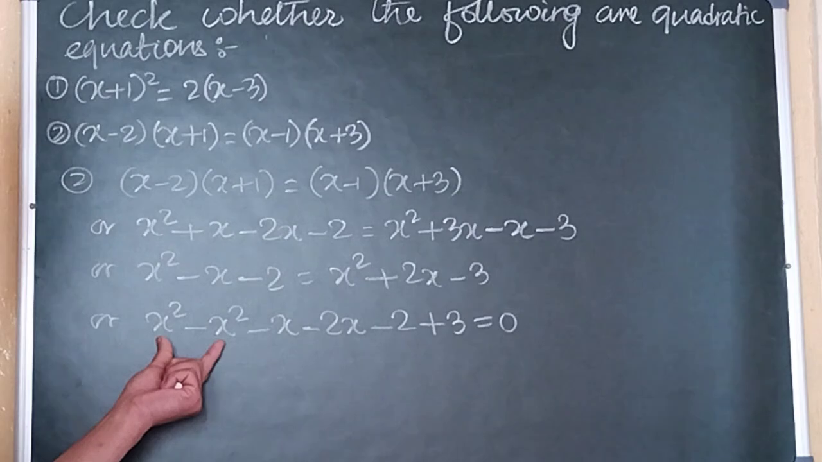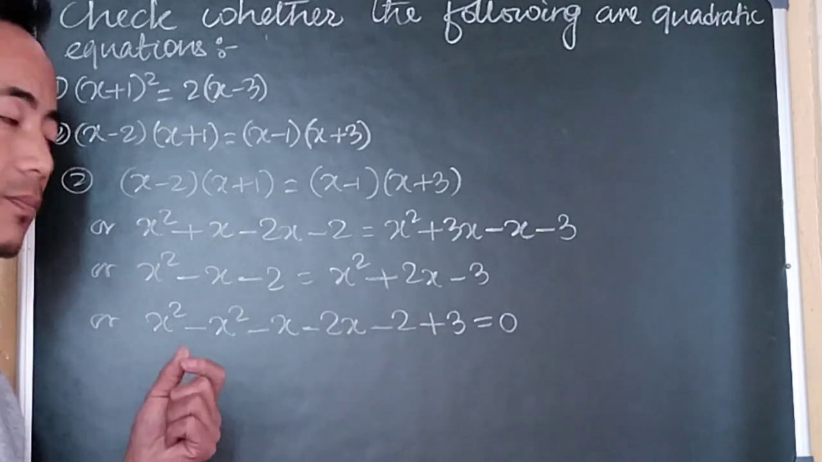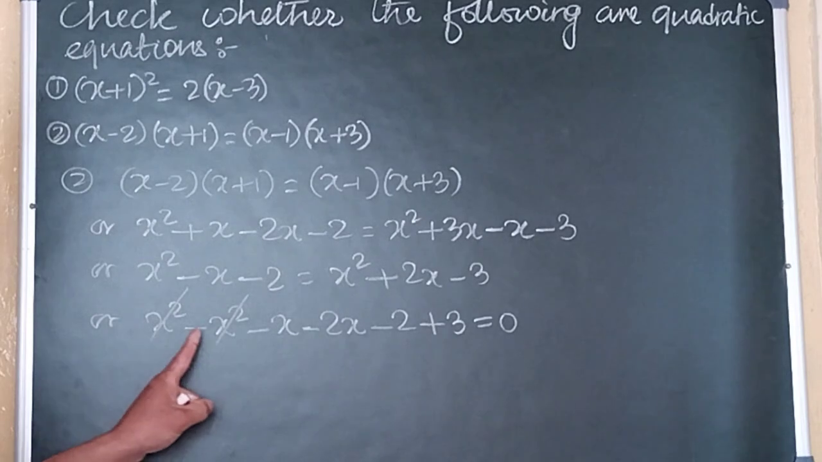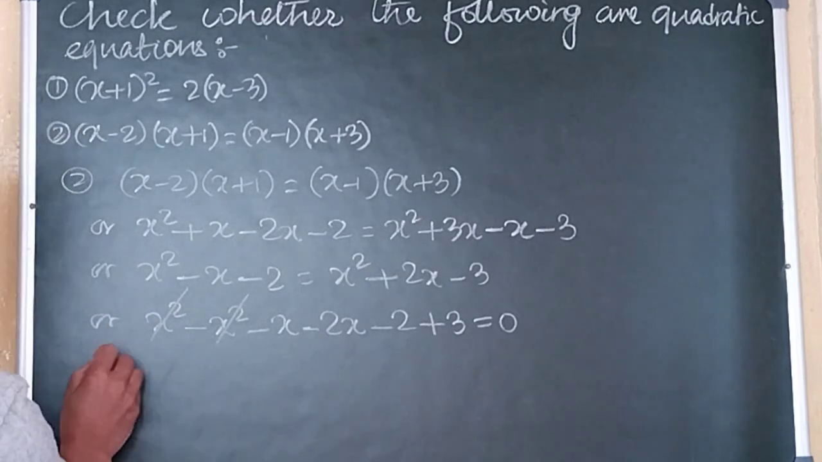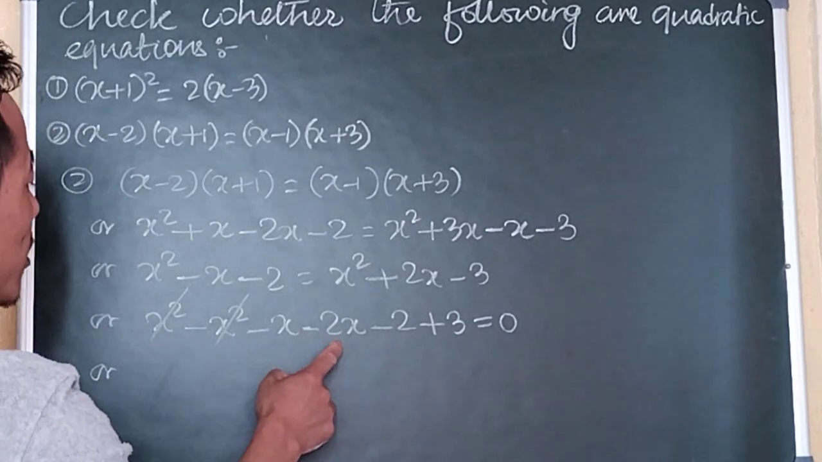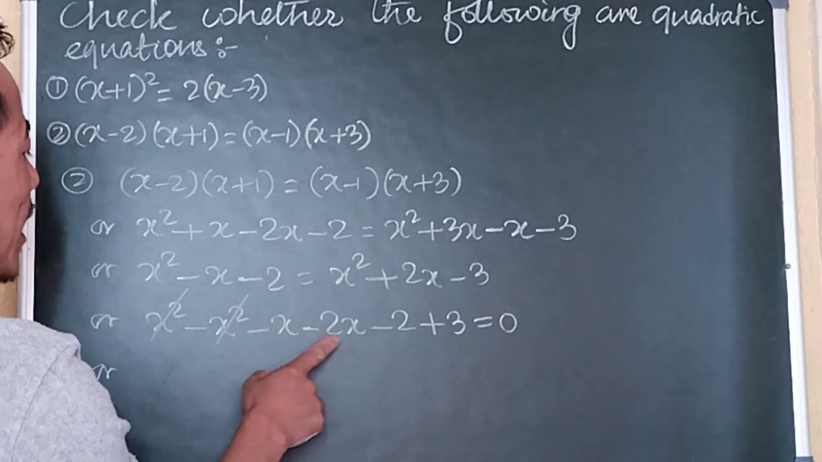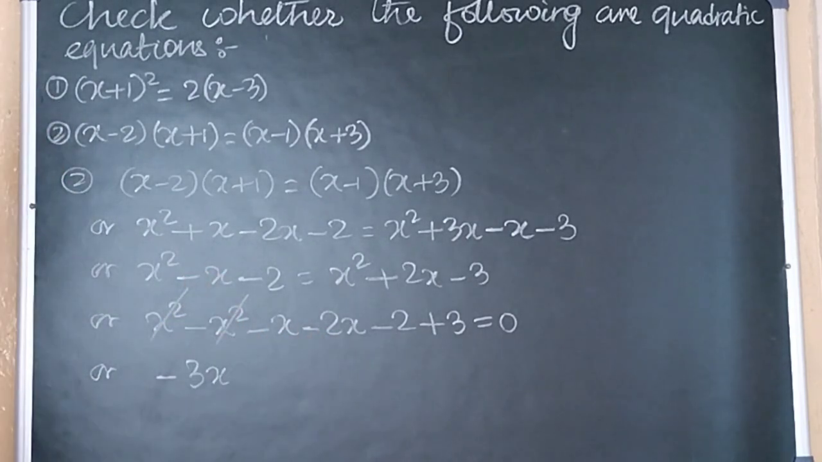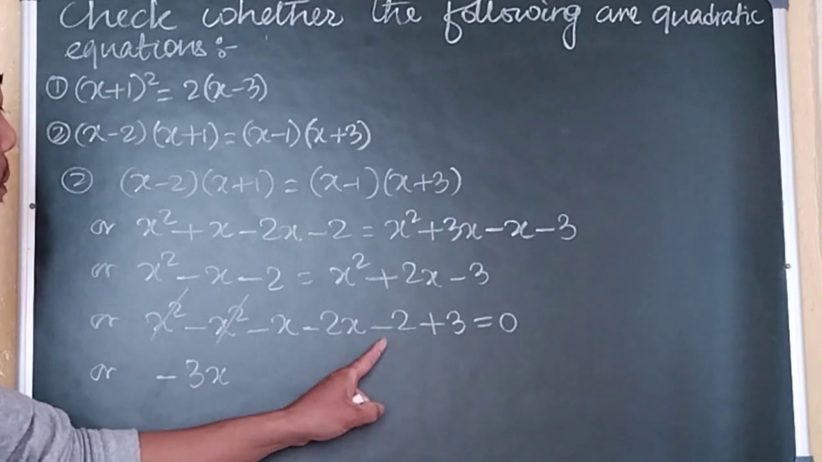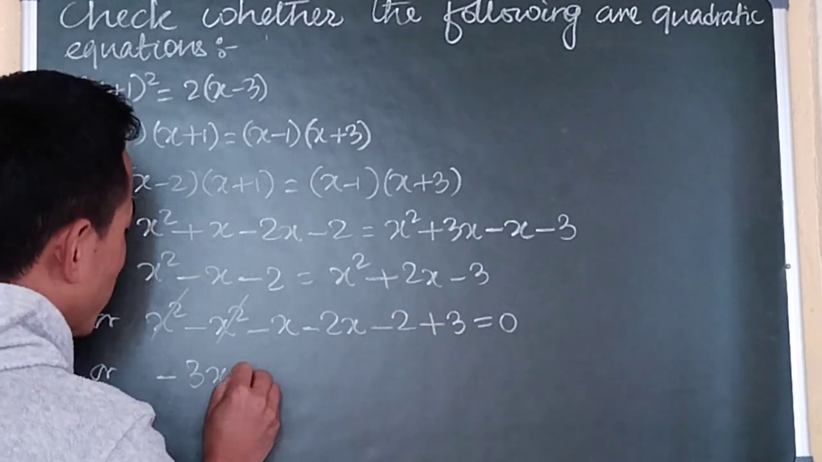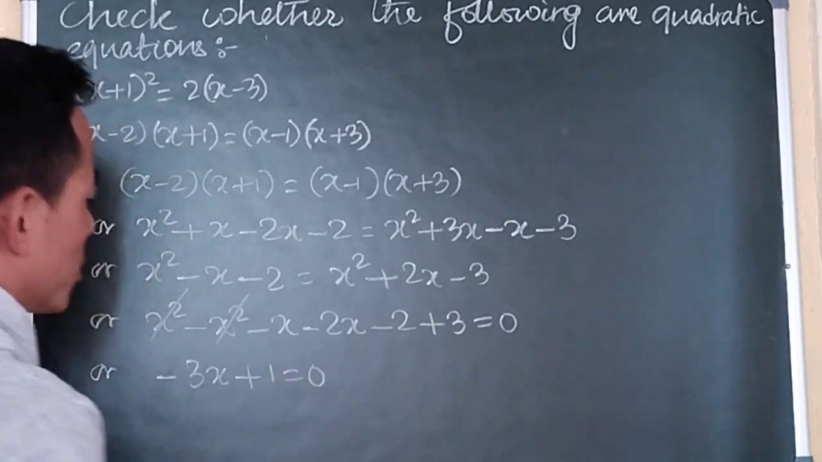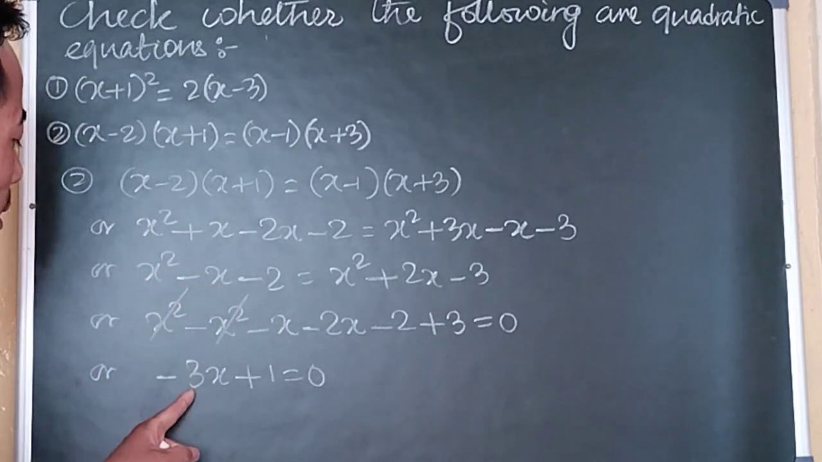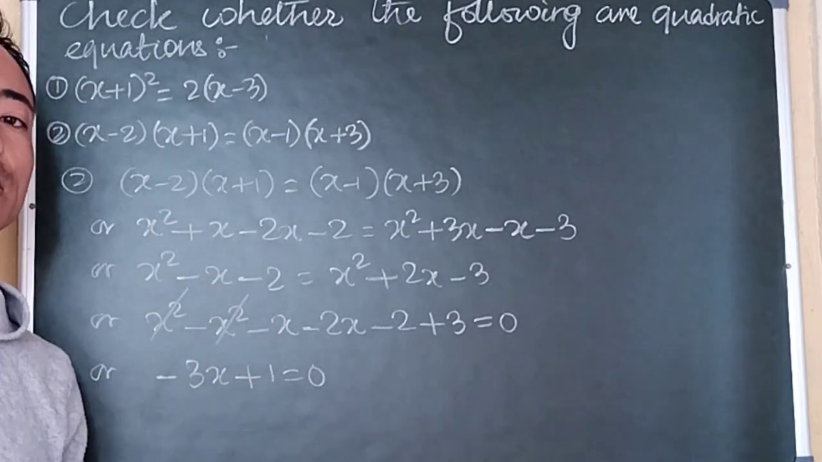I am keeping all the similar terms together. So here you can see x squared and x squared gets cancelled. One is plus, the other one is minus. So we'll get minus x minus 2x. They have same sign, value will be added, sign will remain same. So minus x minus 2x will give us minus 3x. Minus 2 plus 3 will give us plus 1 equals to 0. So after simplifying this equation, we get minus 3x plus 1 is equals to 0.